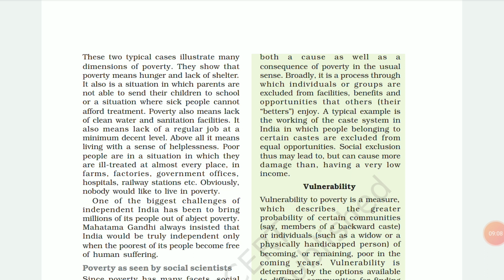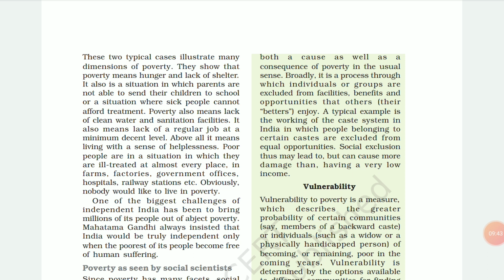It is also a situation in which parents are not able to send their children to school, or a situation where sick people cannot afford treatment. In both situations, if they are ill, they do not have money to go to the doctor, they have no healthcare facility. And in both situations, in Ram Charan's as well as in Lakha Singh's situation, none of their kids are going to school. That means their future is not going to improve in any way. If the kids grow up, they will continue with the same profession that is done by their father.